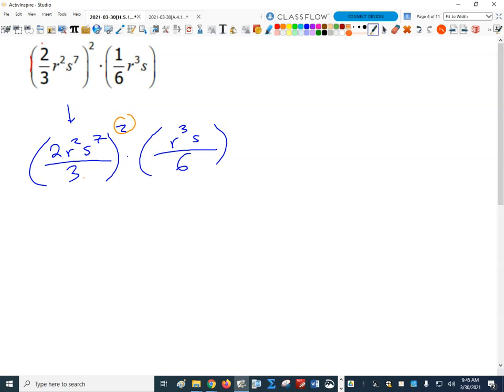This mask's killing me, sorry. So if we do that, what's that going to give us then? We're going to get from this first term, if I distribute the 2, I'm going to get 2 squared is 4. R squared squared is, you guys just say it out loud. R to the 4th, good. S to the 7th squared is s to the 14th, good. The 9, what is 3 squared? 9? Times r cubed s divided by 6.